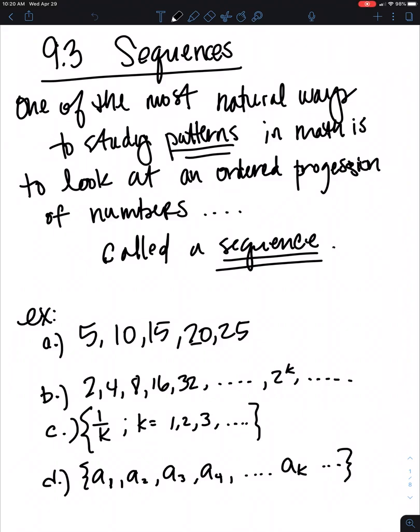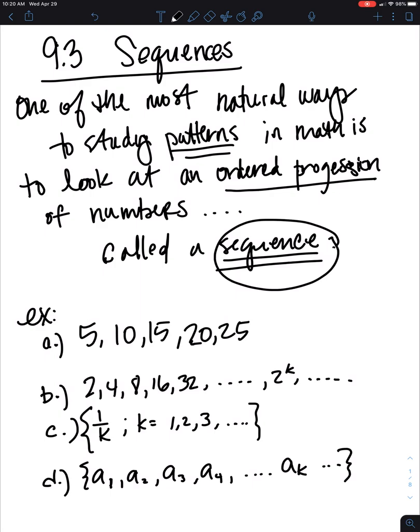All right, section 9.3, sequences. One of the most natural ways to study patterns in math is to look at an ordered progression of numbers, and that's called a sequence. I think that's something you all are familiar with, a sequence or a pattern. Okay. So I have some examples here of some sequences.